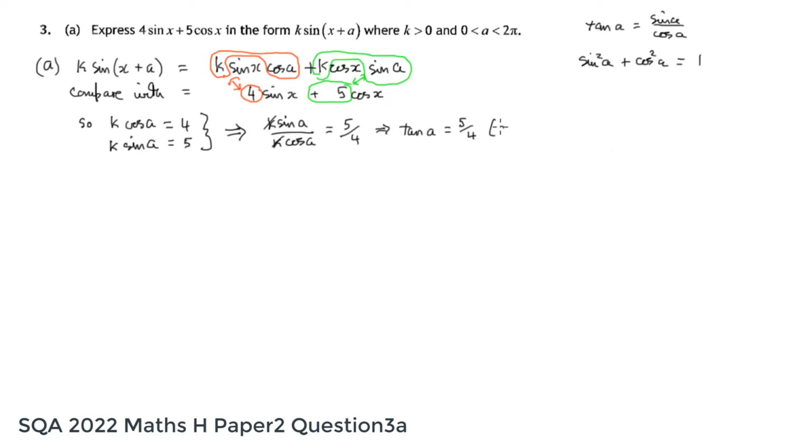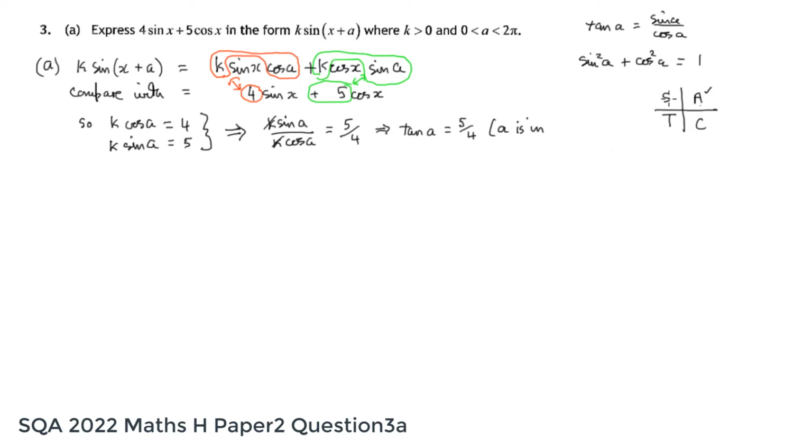Now, which quadrants are we in? Well, this is a bit unusual because we have a lot of information here. We know that k is positive. k is greater than 0. So positive times cos a equals a positive number. There's only one choice. Cos a must be positive. Similarly, k positive times sine a equals a positive quantity. Sine a also is positive. Now, which quadrant? Let's look at the quadrant diagram. Which quadrant has both sine and cosine positive? Well, it's the first quadrant.